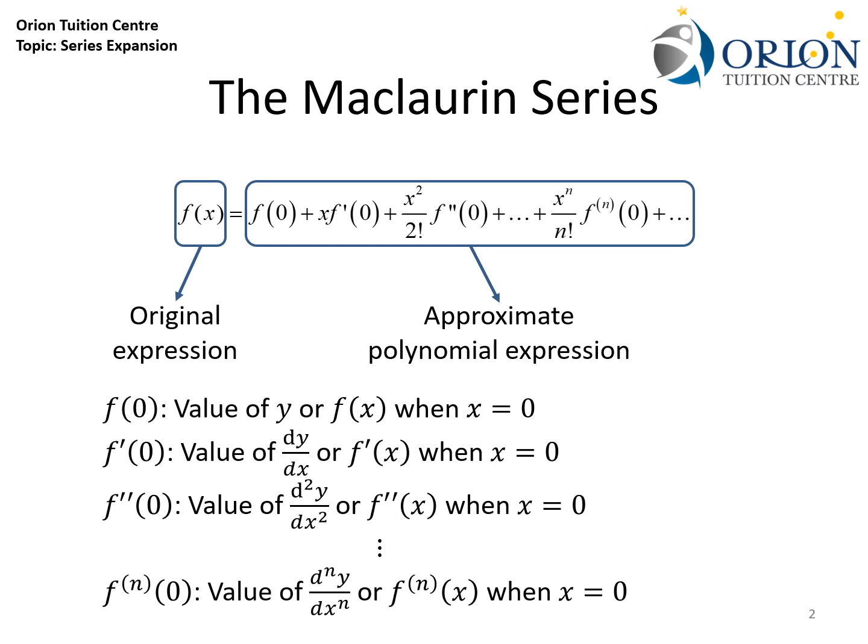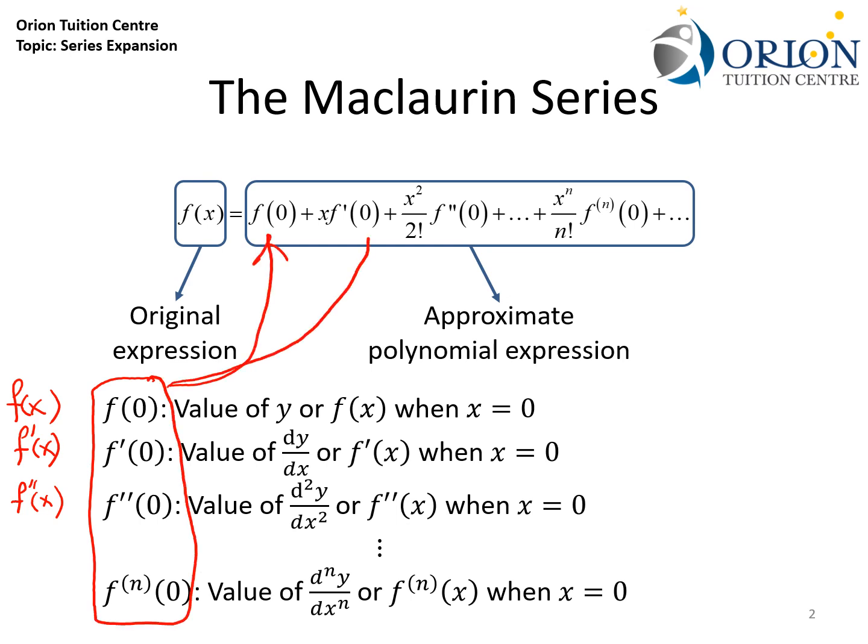So for example, given f(x), we can find out f(0), and also given f(x), we can differentiate it to get f'(x), which allows us to find f'(0). Differentiate it again, we get f''(x), which allows us to find f''(0), and so on. Once we have all these values, we can substitute them into the terms inside the formula, and this will give us the Maclaurin series of the particular function.